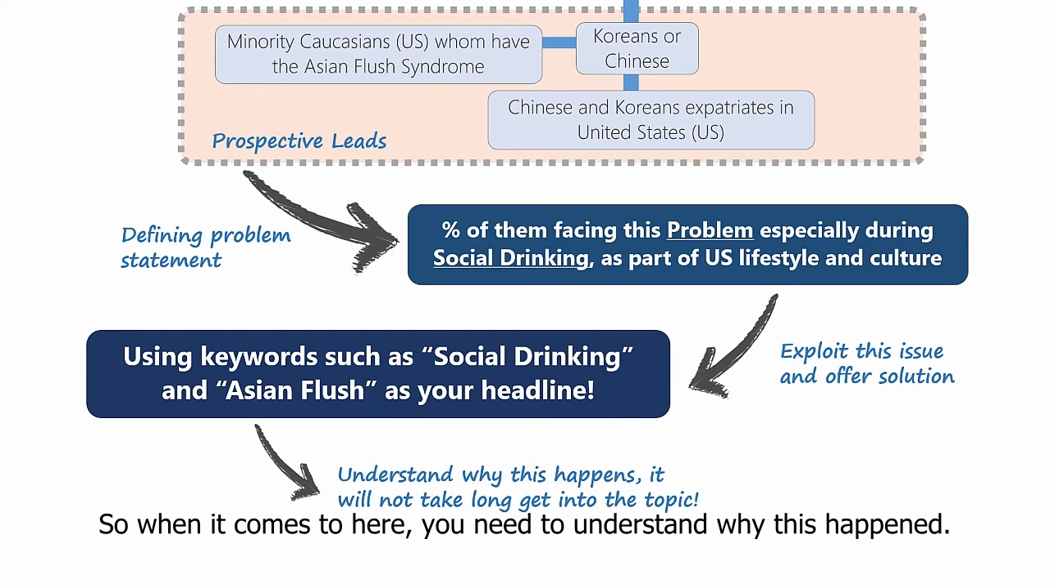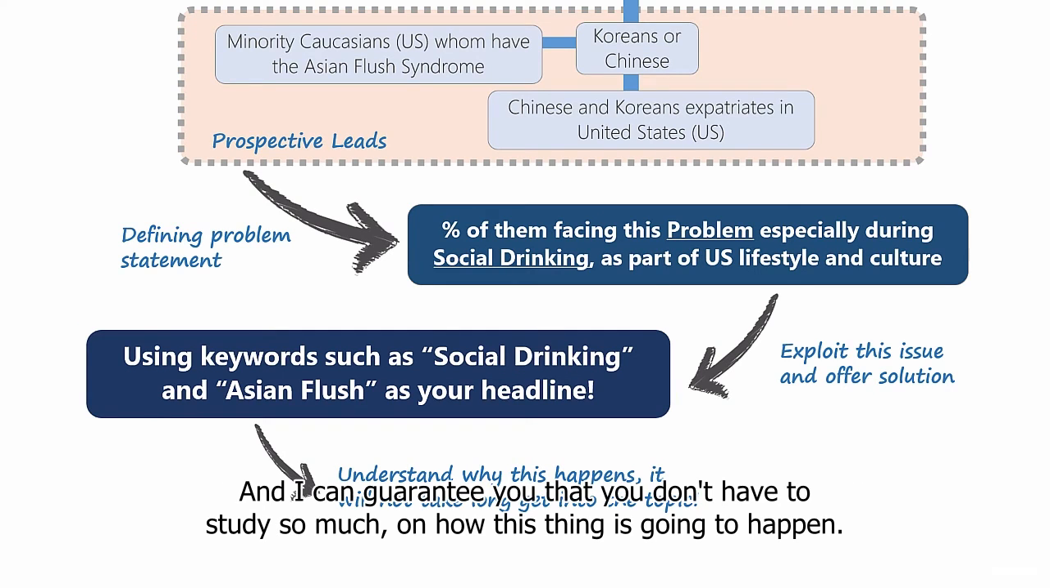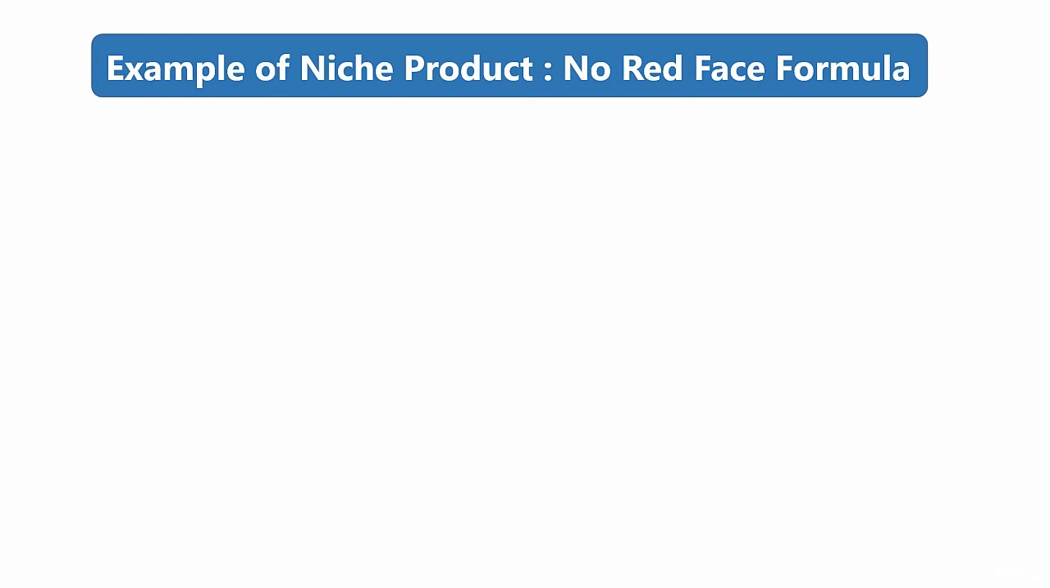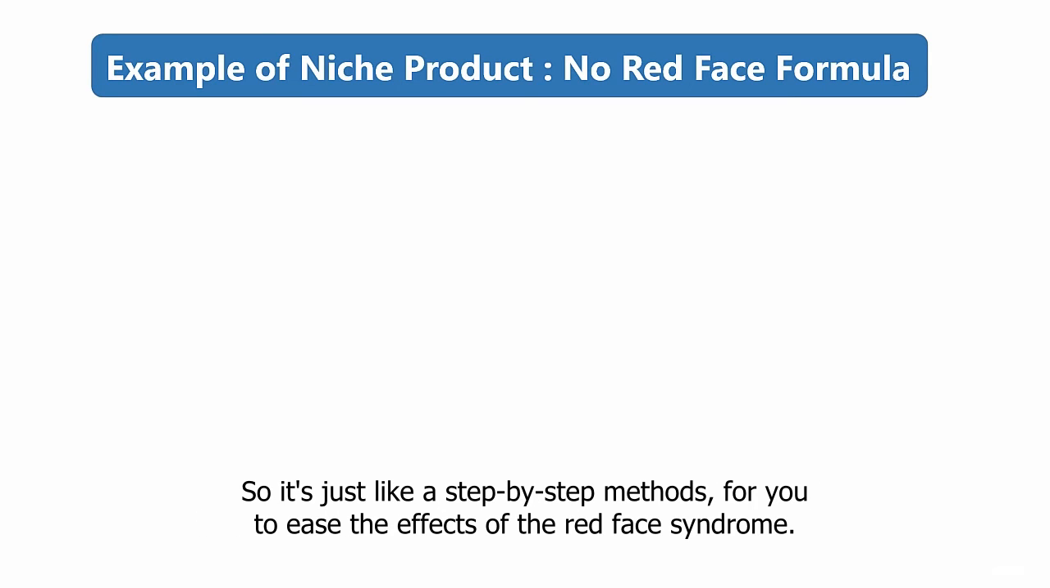So when it comes to here, you need to understand why this happens. So a little bit of biological explanation, but as long as you understand how people feel it, I can guarantee you that you don't have to study so much on how this thing happens. So there is an example of a formula, a solution to this problem. This is a no red face formula. It's basically a formula where you can take natural ingredients and supplements before drinking. So it's just like a step-by-step method for you to ease the effects of the red face syndrome.